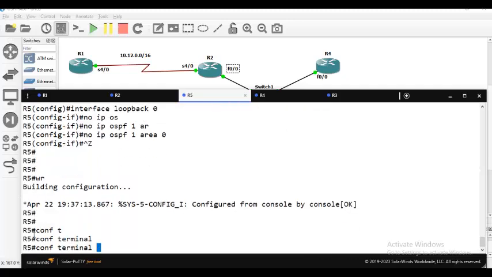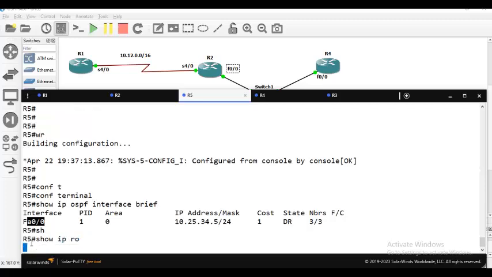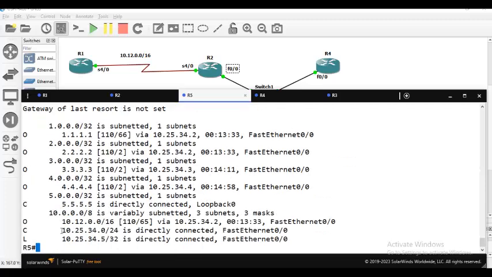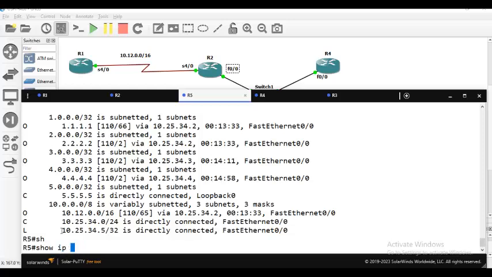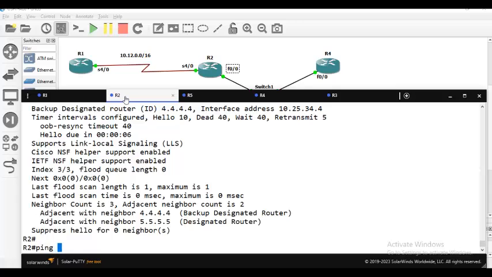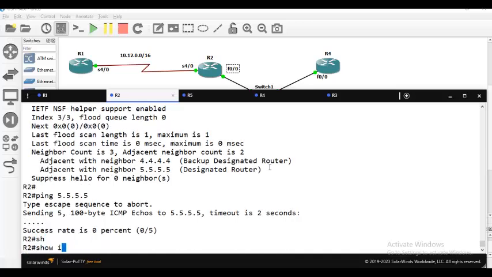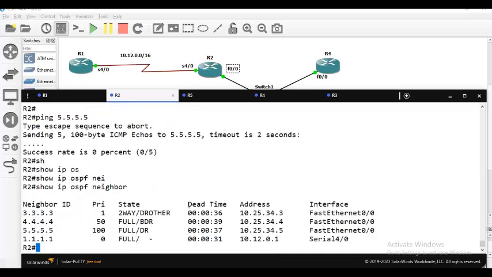Even though it is not pingable, it will be shown in the neighbor table. Show IP OSPF neighbor. You see, it's not pingable. This one is pingable because we are running OSPF on loopback 0 of router 4. But 5.5.5.5 is not pingable because I just removed OSPF from there. It's not mandatory. Router IDs are simply an ID. It's simply a name to identify the OSPF-running router.